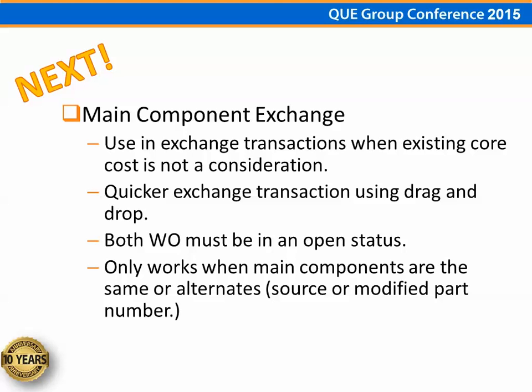It's your personal preference and how you would like to move forward with it, but both of your work orders must be in an open status, and it only works when the main components are the same or an alternate, and that can be the source part number or the modified part number in the work order header, but they have to be the same.